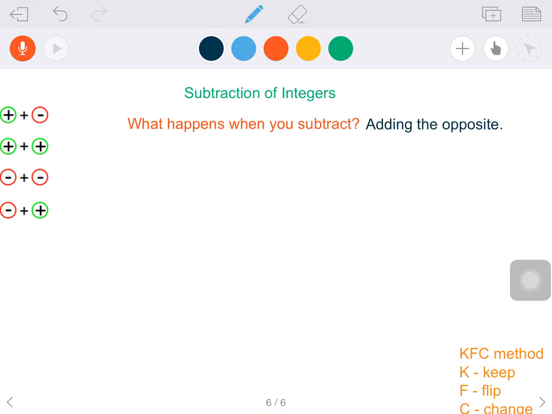So, for example, if I have 5 minus 7, it's actually the same as 5 plus the opposite of 7, which is negative 7. So that's the definition. That's how it actually works. You're simply adding the opposite of the subtrahend. So the final answer is negative 2.